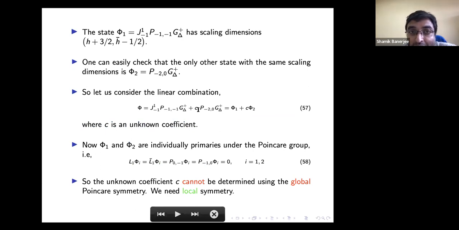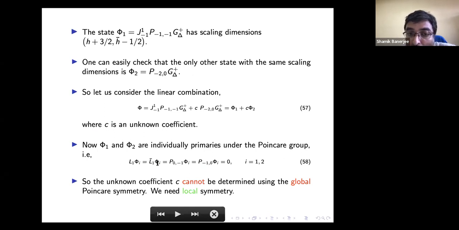C is some undetermined constant times P minus 2 comma 0 and G plus delta. Okay, and this phi can be written as phi 1 plus C phi 2. Phi 1 has this form, and these are the scaling dimensions of phi 1, and phi 2 is P minus 2 comma 0 G plus delta. Now the point is that one can easily check that phi 1 and phi 2 are individually primaries under the Poincare group.